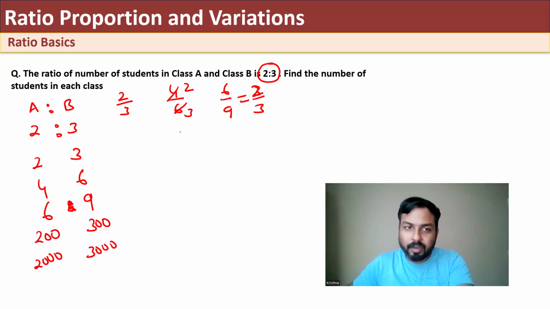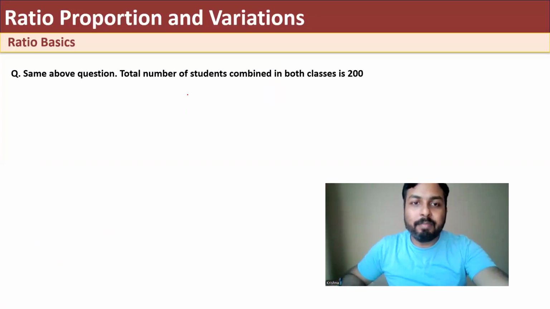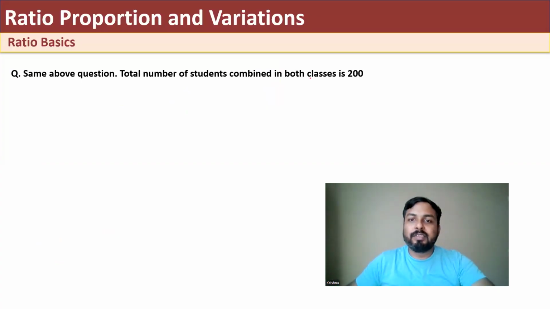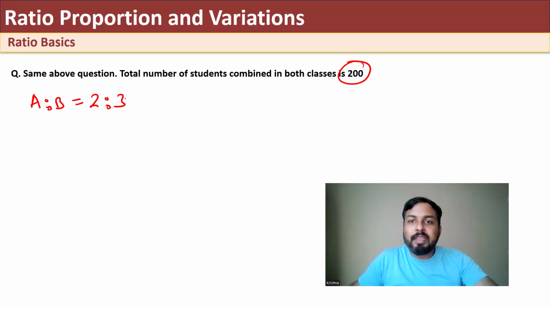Now, let us slightly tweak this question. Same question as above, but this time I'm giving you the total number of students combined in both classes: 200. The ratio of the number of students in the two classes is 2 is to 3, and the combined strength A plus B is equal to 200. I'm asking how many students are there in class A and how many in class B.